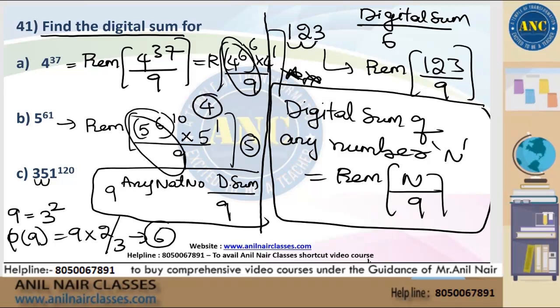4 power 37 divided by 9. 9 is nothing but 3 square. So 5 of 9 I got it as 6. So 4 power 6 into 4 power 1 by 9. 4 power 6 divided by 9 is 1. 1 4s are 4. 5 power 6 divided by 9 is 1. 6 tens are 60. Remaining is 1 power of 5. 3 plus 5 plus 1 is 9. 9 power any natural number, digital sum will be 9. I hope the idea is clear.